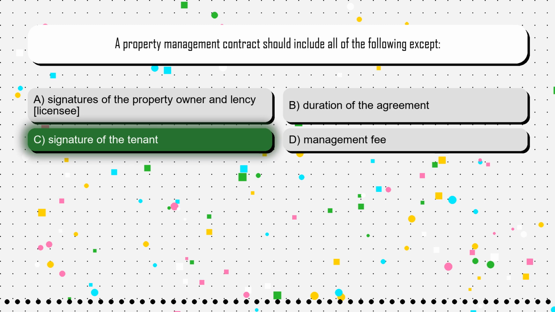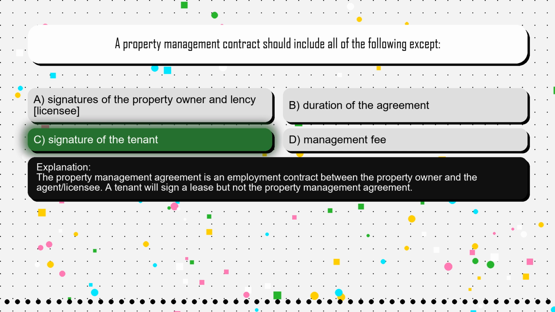The correct answer is option C, signature of the tenant. The property management agreement is an employment contract between the property owner and the agent/licensee. A tenant will sign a lease but not the property management agreement.